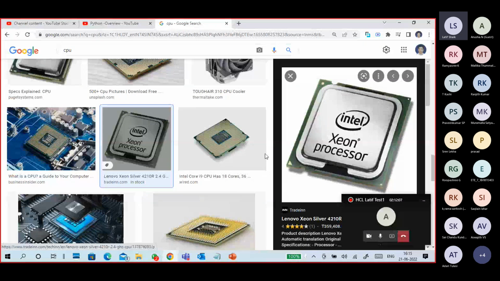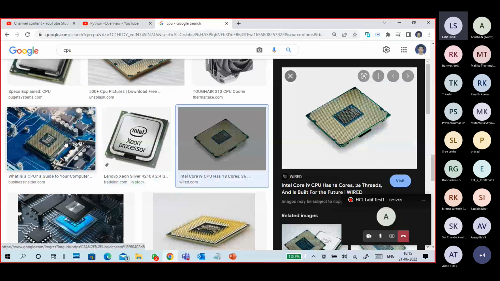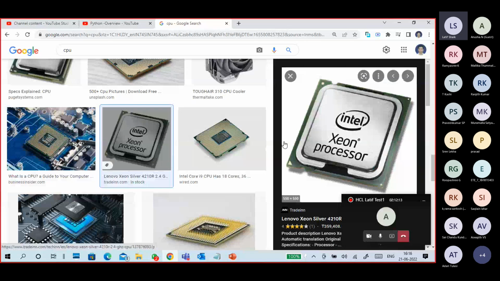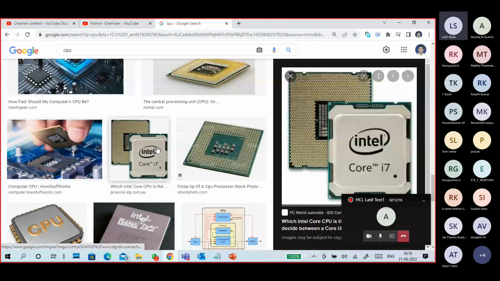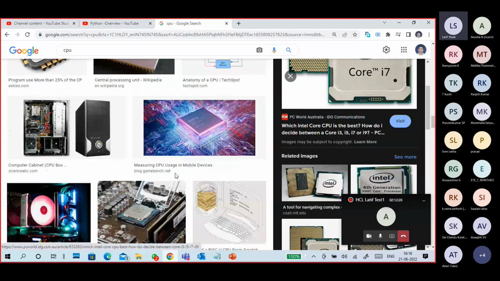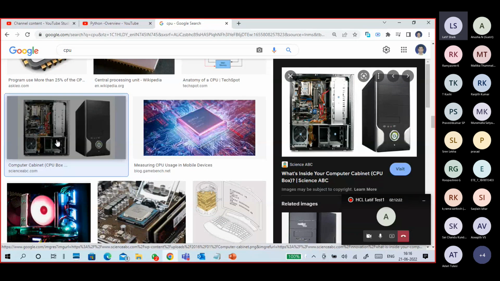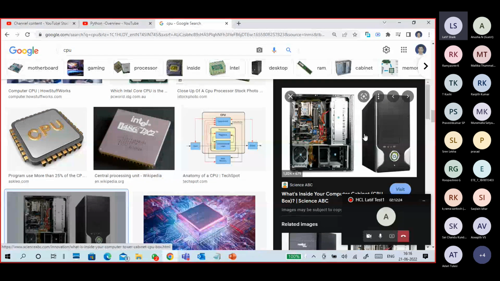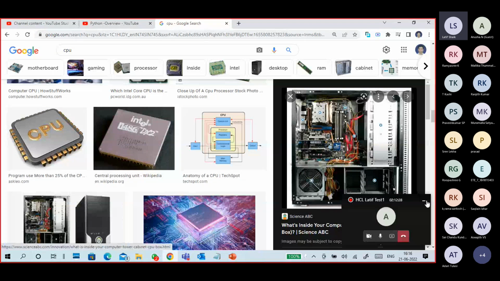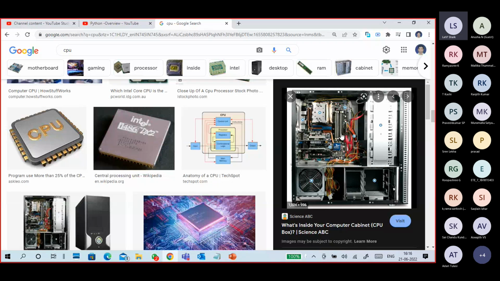Xeon processors are used for server purposes. Server motherboards use the Xeon processor, not for desktop purposes. If you have a little knowledge, you can get second-hand or very old Xeon processors, refurbished processors. You can use them for desktop purposes also.